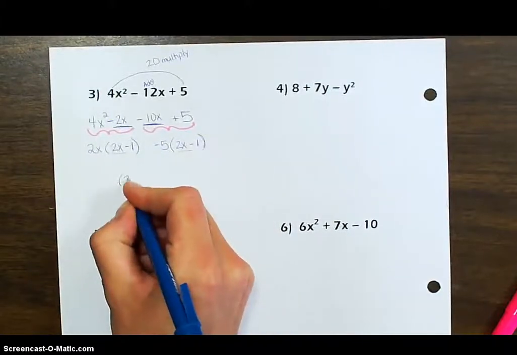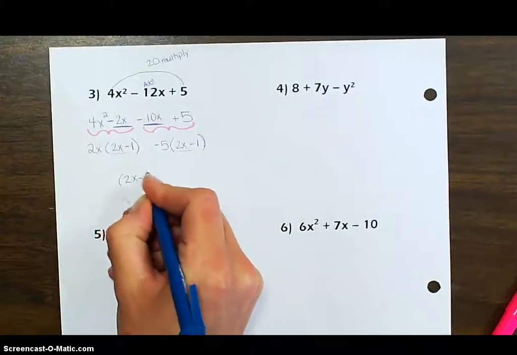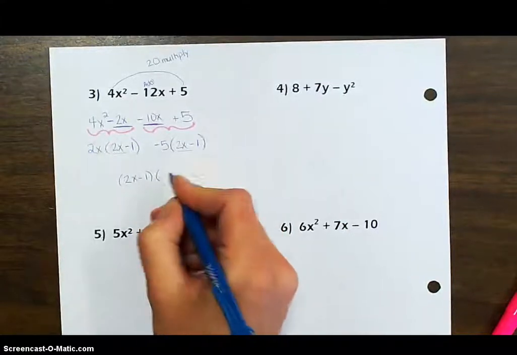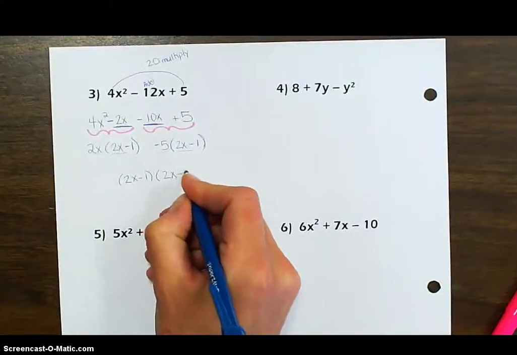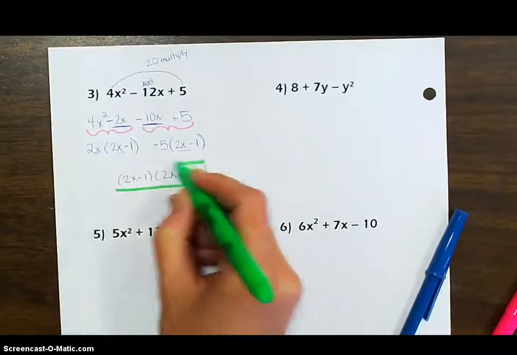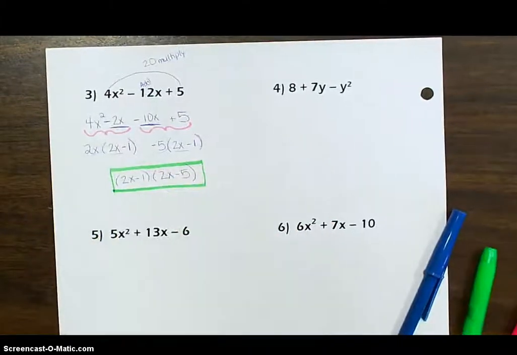So my first term is 2x minus 1. And my second factor, I put the outsides together and we get 2x minus 5. And that is our final solution there.